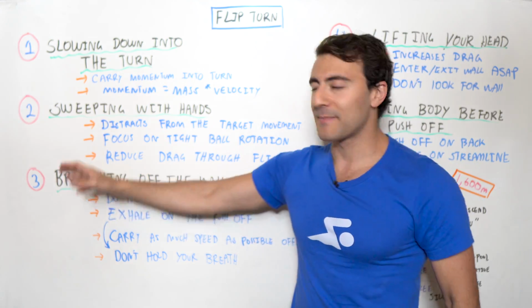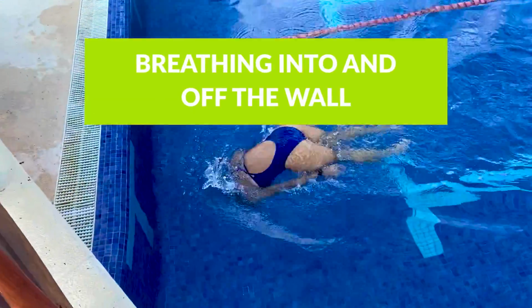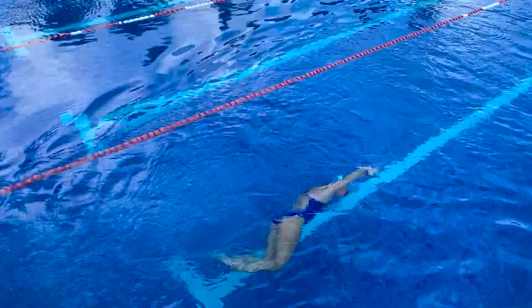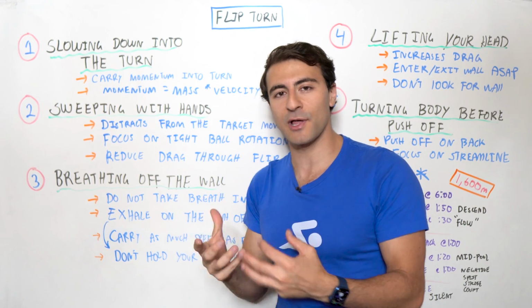Now, the third biggest mistake is breathing off the wall. I would say it's actually breathing into the wall and breathing out of the wall. Remember, number one, it's slowing down into the turn. When you take a breath, you're actually slowing yourself down.